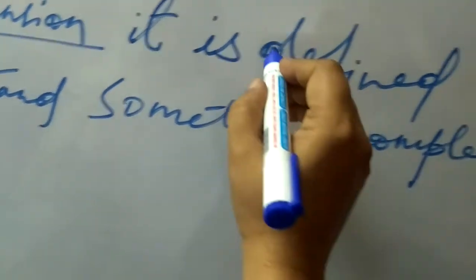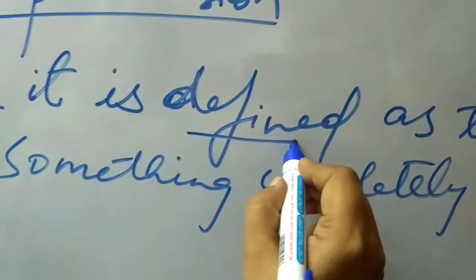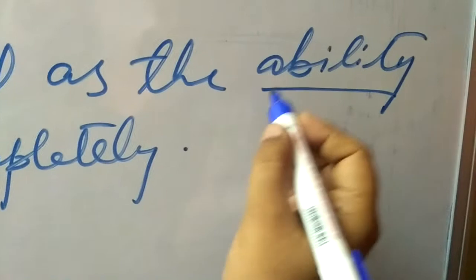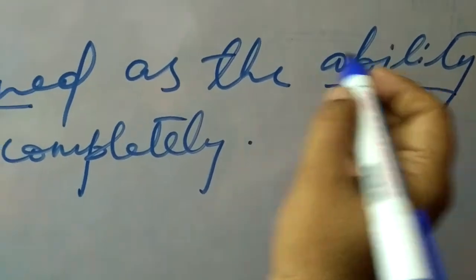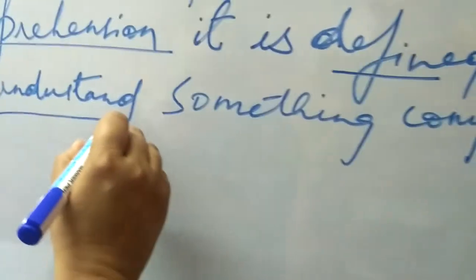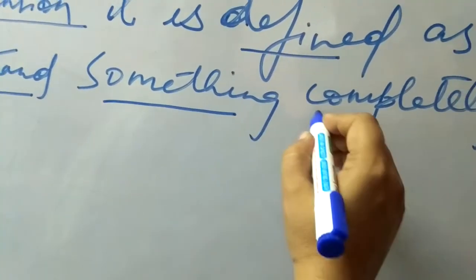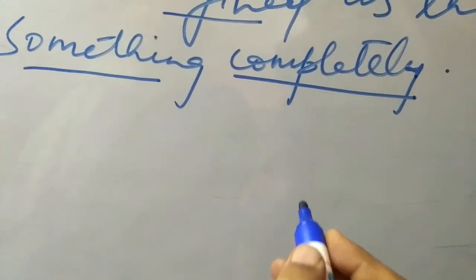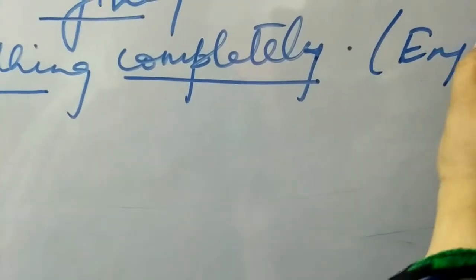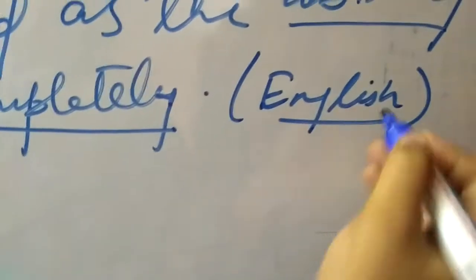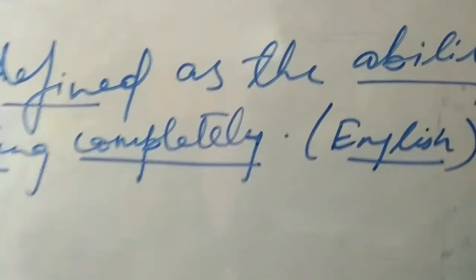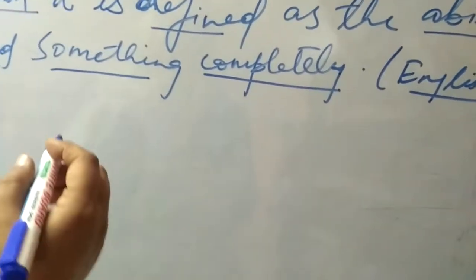Comprehension, it is defined. What is the definition of it, students? Defined as the ability, as I told you beforehand in your introduction class: the ability, the capability, the quality, the ability to understand the language of English, that is understanding something completely. Completely means you are understanding that language fully, right? So unless you understand the language of English, you will not be able to understand that passage, nor will you be able to answer its questions, right? So this is the basic motto, this is the basic aim this chapter signifies, right?